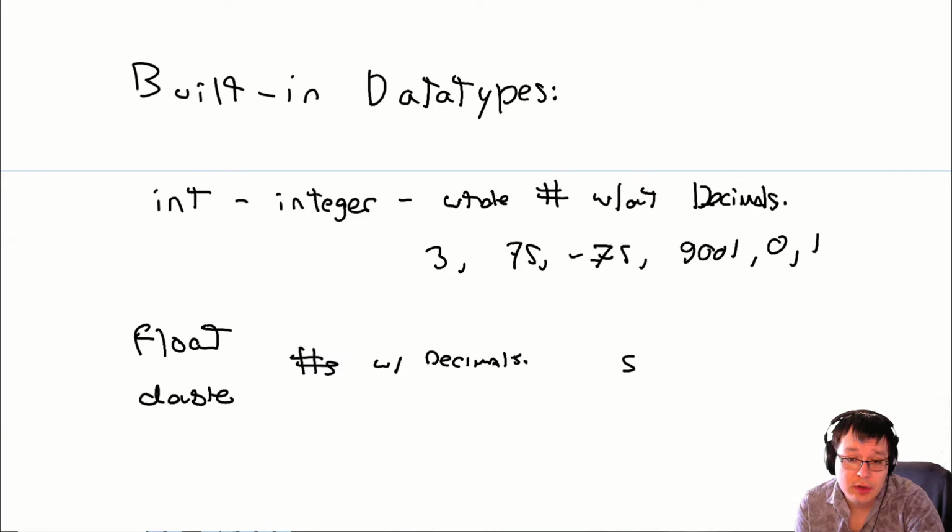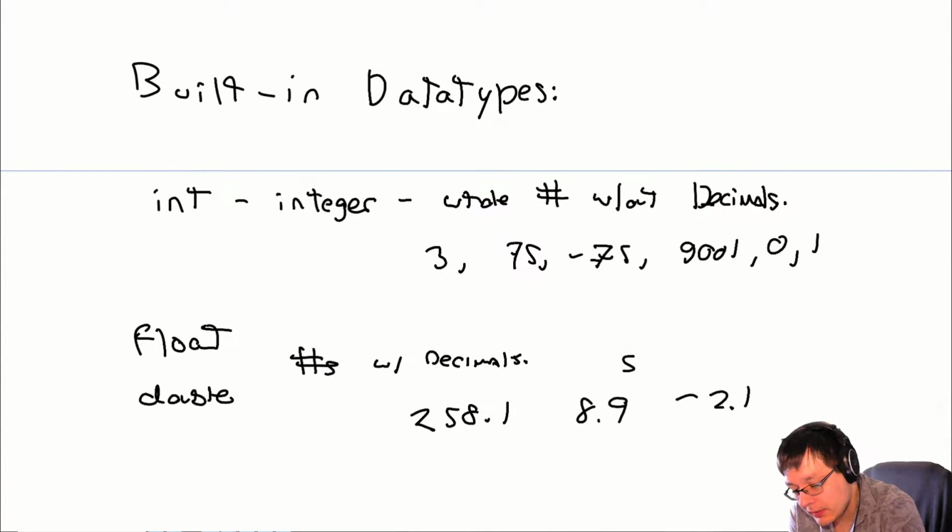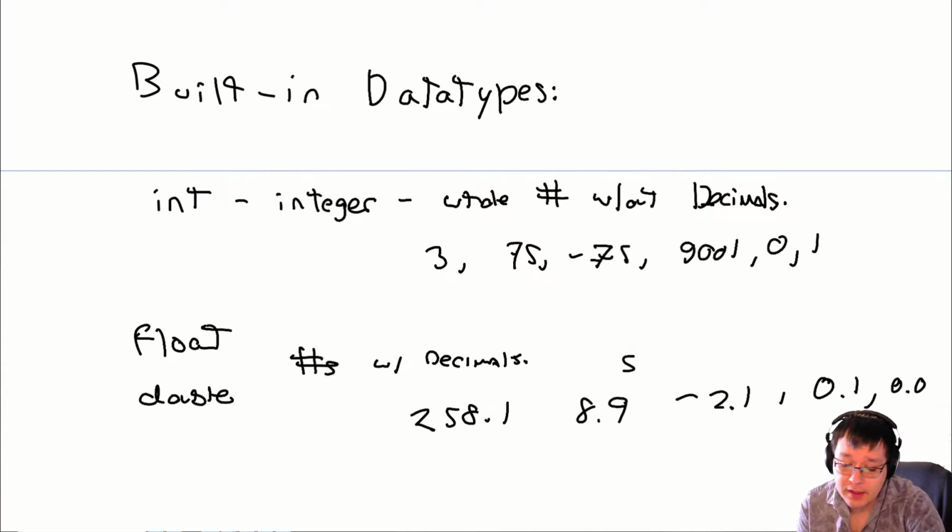You could have 258.1, 8.9, negative 2.5, or 2.1, and 0.1. You can still have 0, but you just say it's 0.0 per se, and so on.